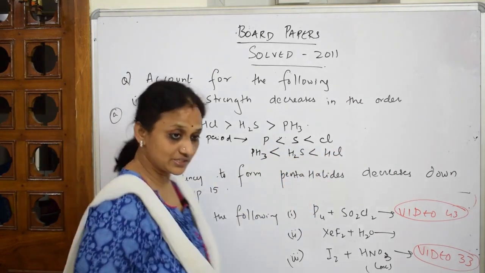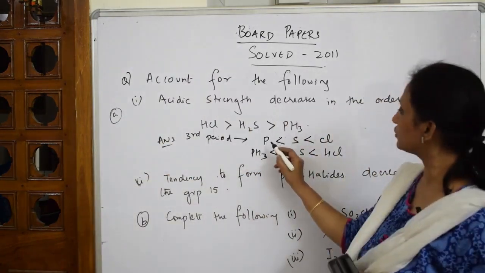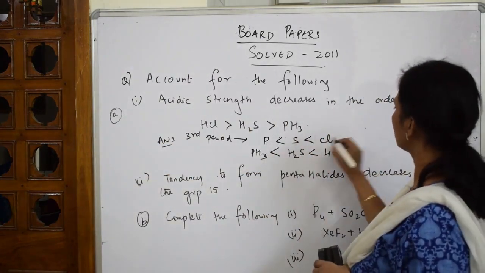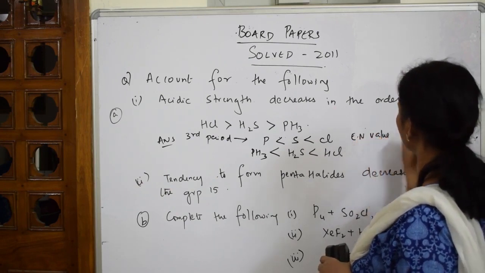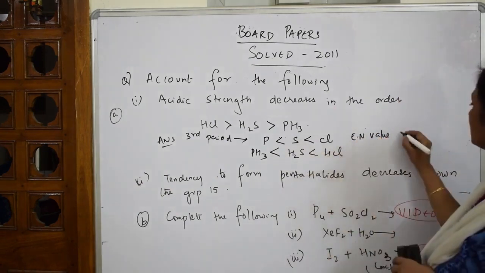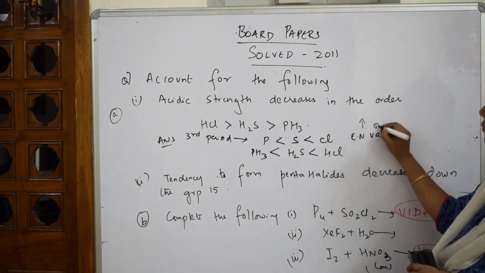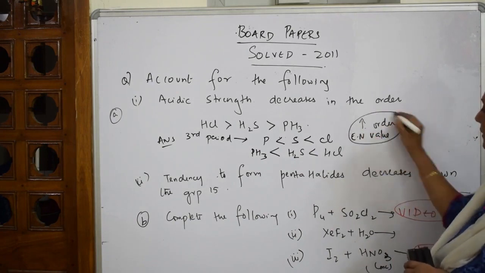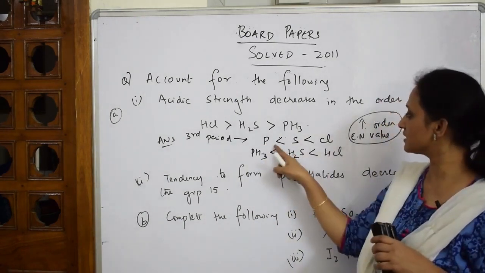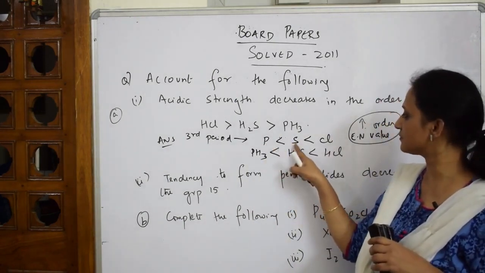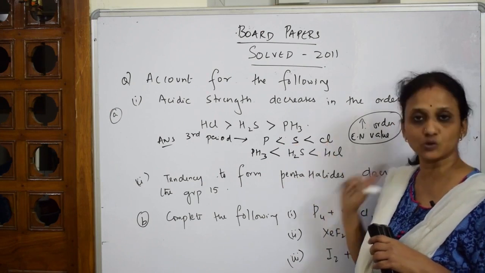Now, what is the reason? Let's see. I said the electronegativity value. This is the EN value, in increasing order of EN value. That means phosphorus is less electronegative compared to chlorine. So it is increasing. Phosphorus electronegativity is less than sulfur. Sulfur electronegativity is less than chlorine.